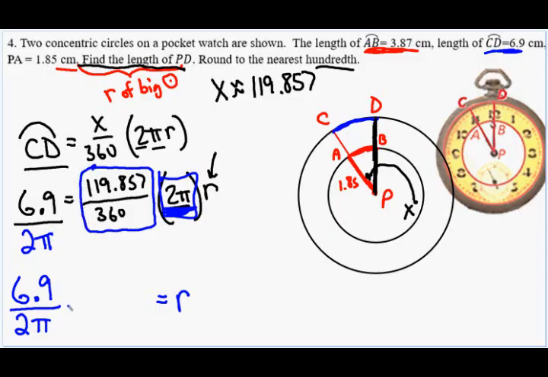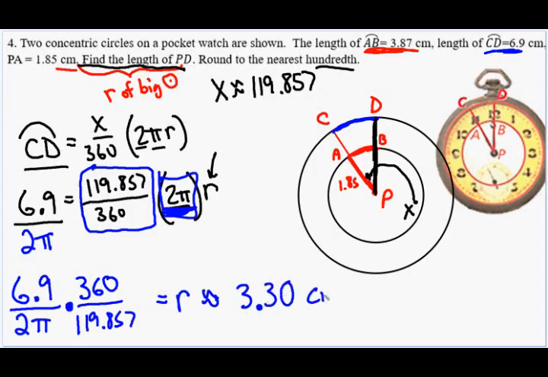So what I could do is bring it down here and just multiply and flip it over. 360 over 119.857 times 6.9 over 2 pi is equal to our radius. If all goes well, you should have found the radius was about 3.30 centimeters. All right, that was a tricky one. I hope you got it.